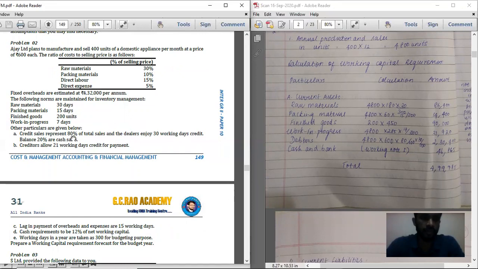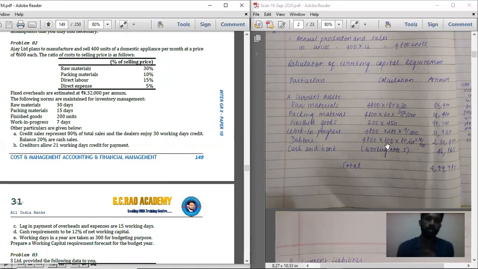Next, other particulars are given below. Credit sales represent 80% of total sales and dealers enjoy 30 working days credit, and the balance 20% are cash sales. So to calculate debtors, we need credit sales and how many days of credit. Credit sales is 80% of total sales and credit is for 30 days. So below work in progress, put debtors. Debtors in the calculation column, how many units? 4,800 units to be sold into selling price.